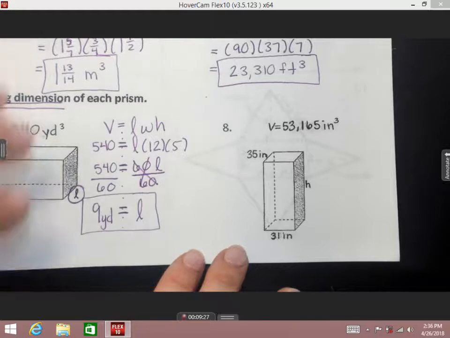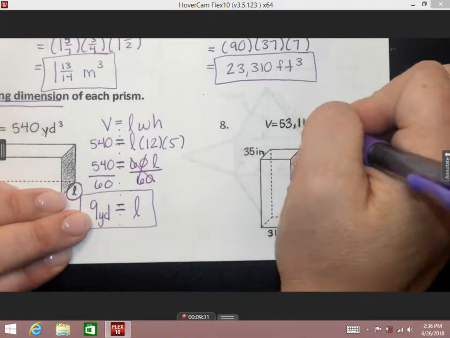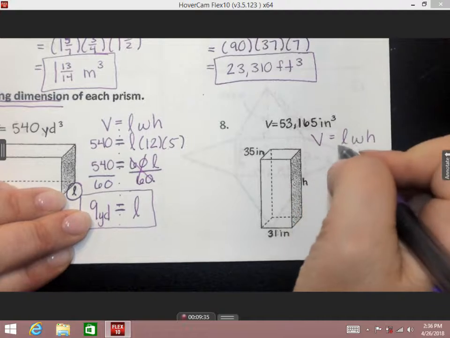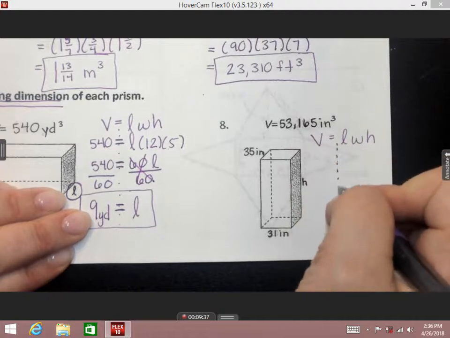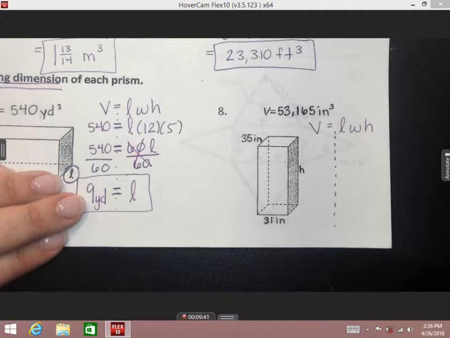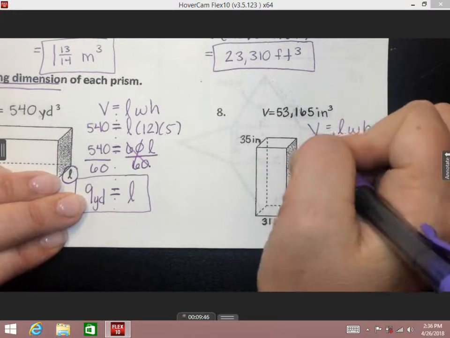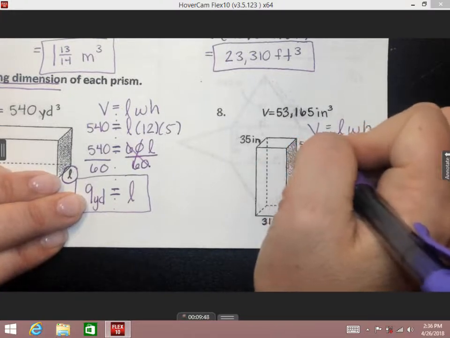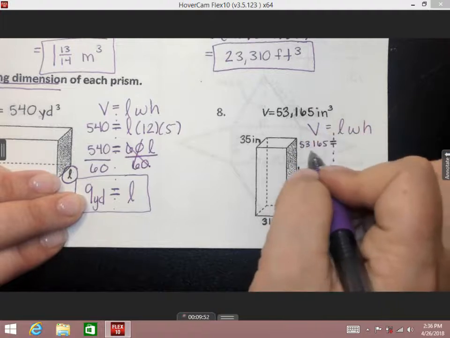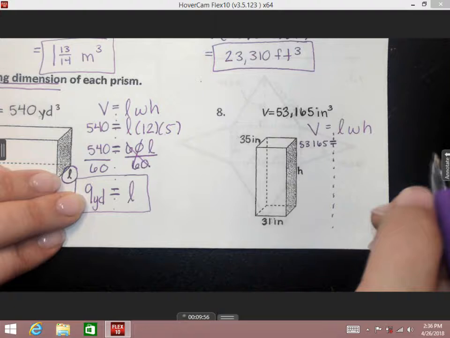All right, for number 8, it's still giving me the volume, so I'm going to use my volume formula still. V equals length times width times height. Now this volume is a little bit longer, so I did my line a little bit closer to the edge, so I hopefully will have enough room. The volume it gives me is 53165. And you can see when I wrote that number in my work, I didn't put any commas because I don't want to confuse them with decimals.